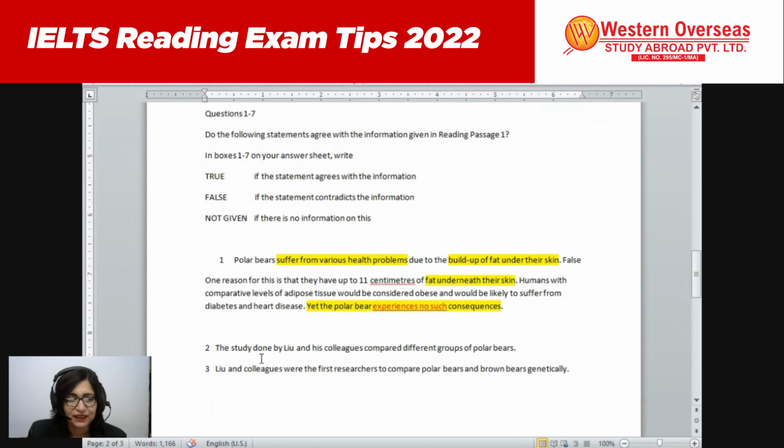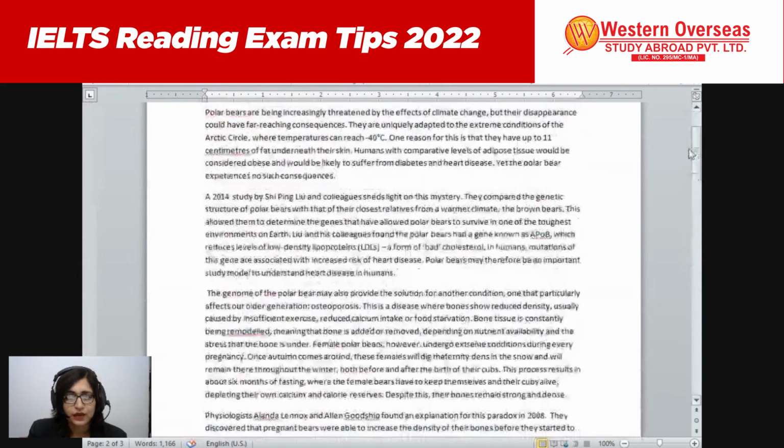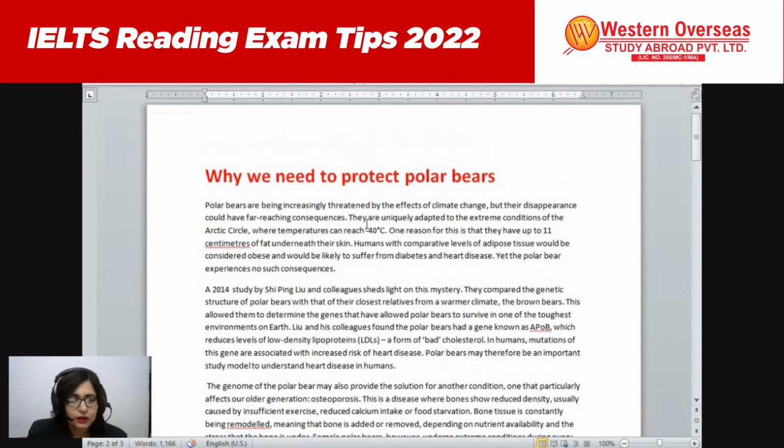So this is my topic. Keyword now: Louis and his colleagues. They compared, what did they compare? They compared different groups of polar bears. Different groups. Now candidates, keep in mind, in IELTS true false, in IELTS reading, 90% of answers are in serial order. So try to look for the second answer most likely in the next lines, in serial order. Correct, dear? So no need to go here and there. Better to go with the same one.